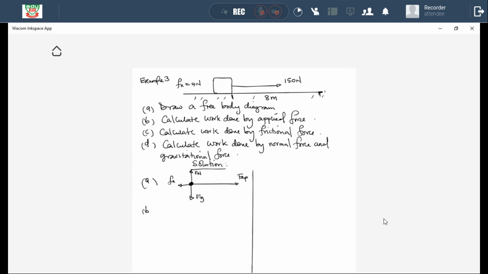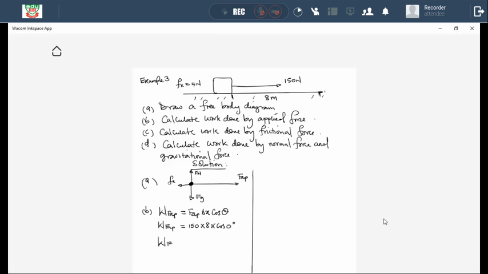Item number B, what are we calculating? Calculate work done by applied force. So the formula for work done, you bring it on. It says work done by force applied is equal to force applied times displacement times cos theta. That's fine. So I make proper substitution. What is the magnitude of force applied? It's 150 newtons times displacement, which is 8 meters, times cos theta. Remember, I want to emphasize this: theta is the angle between force and direction of motion. So my theta is 0 degrees, which gives me 1 as well.